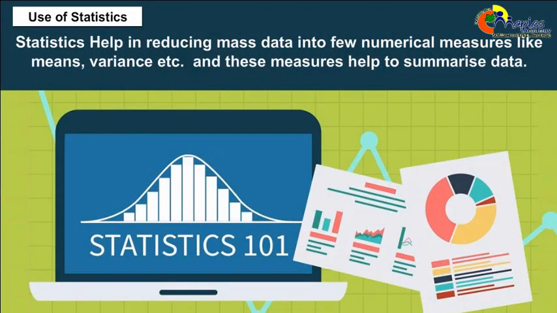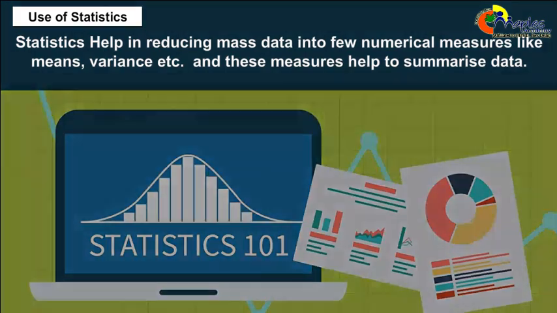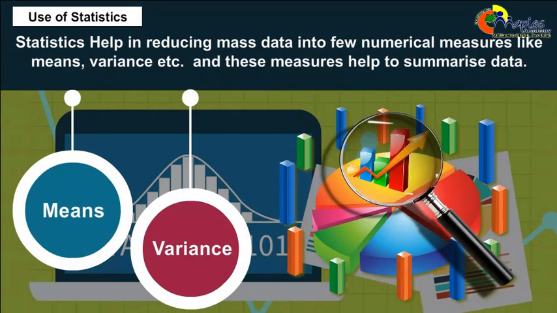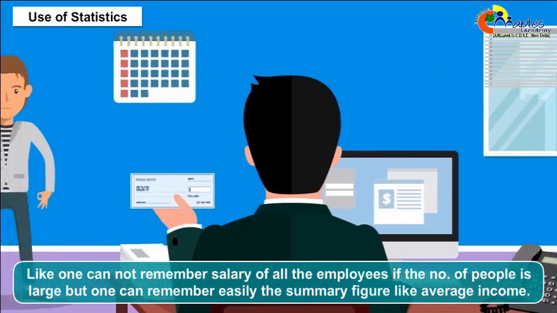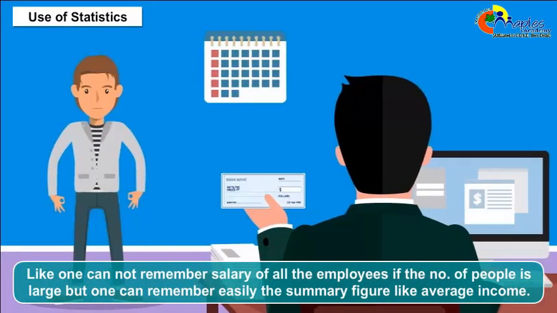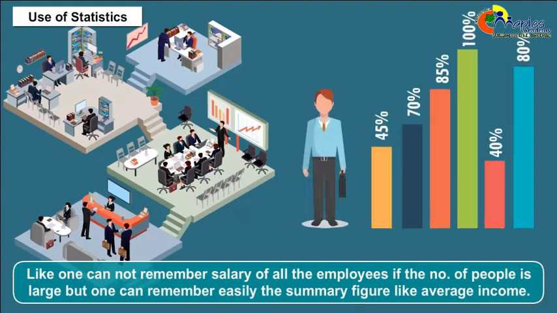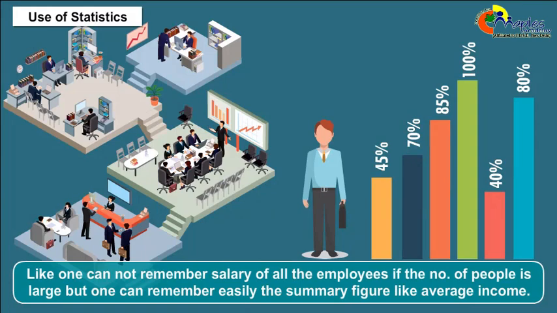Statistics helps in reducing mass data into a few numerical measures like mean, variance, etc. And these measures help to summarize data. Like, one cannot remember the salary of all the employees if the number of people is large. But one can remember easily the summary figure like average income.